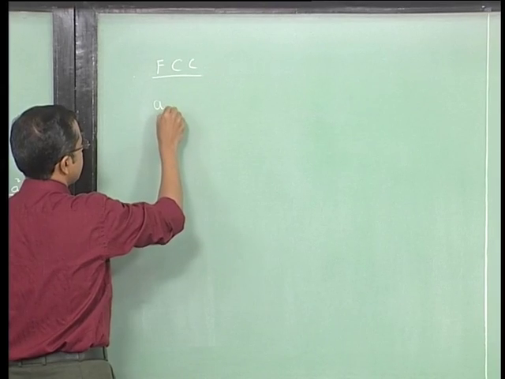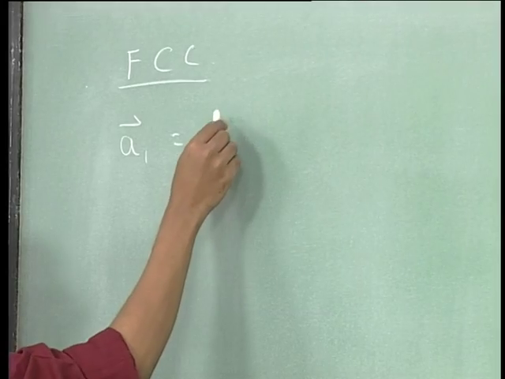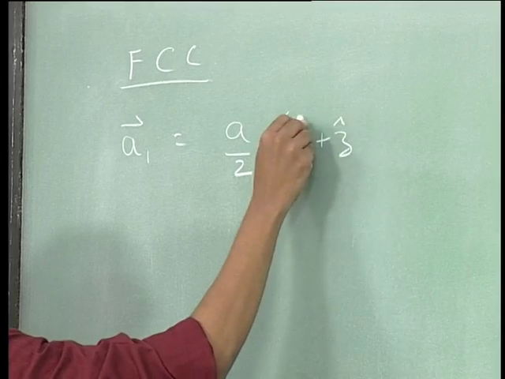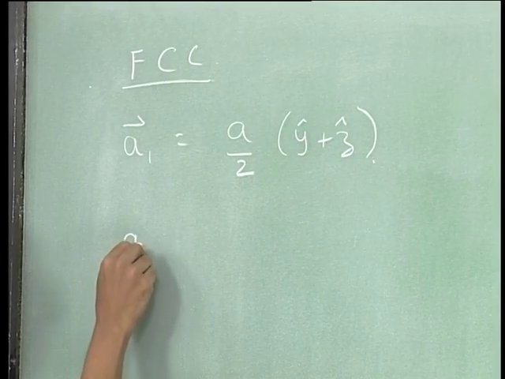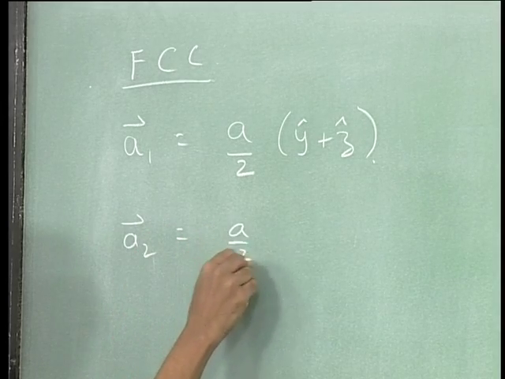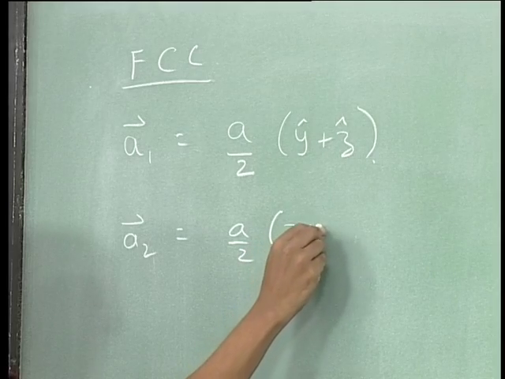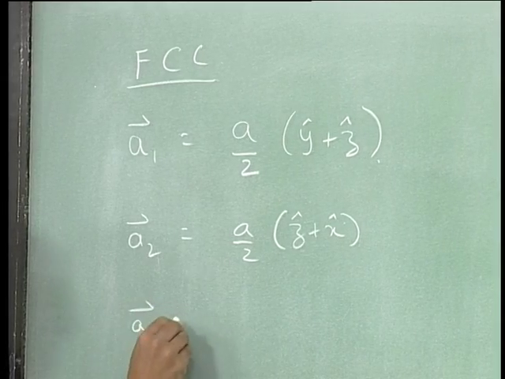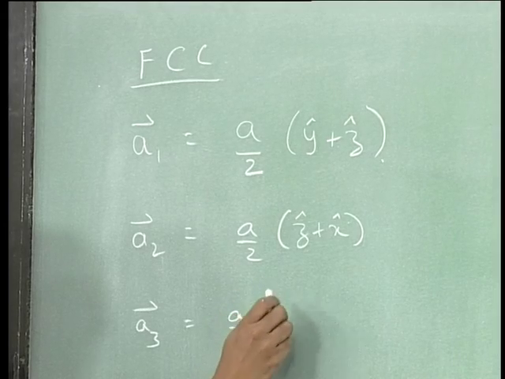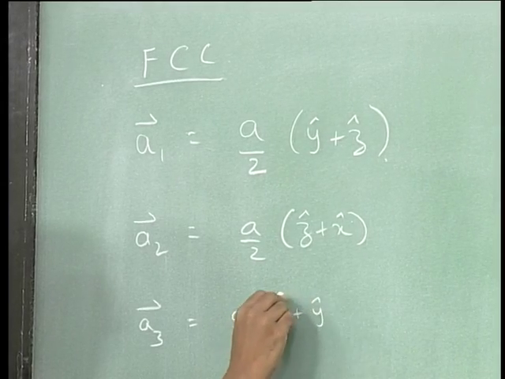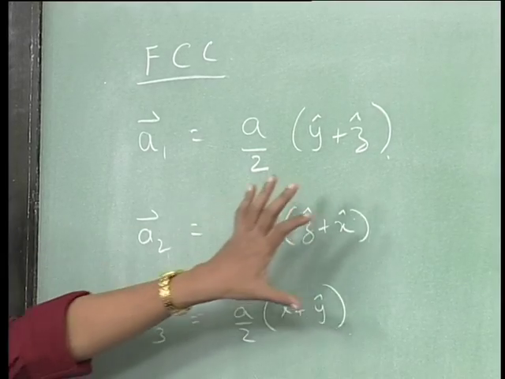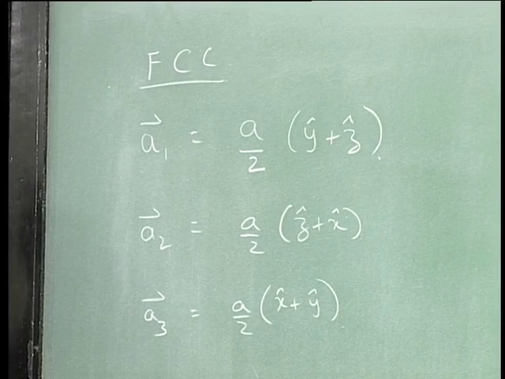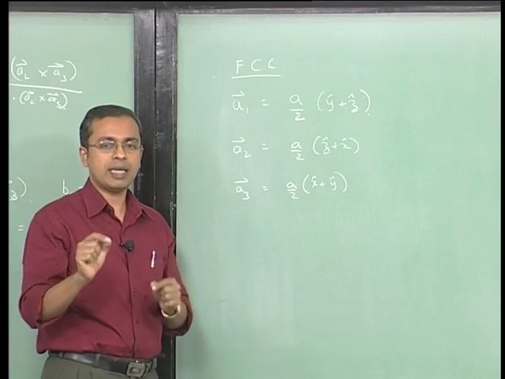Here, by convention, A1 is designated as a by 2 times (y plus z), A2 is a by 2 times (z plus x), and A3 is a by 2 times (x plus y). Initially, maybe these vectors do not immediately convey to you the sense of the face centered cubic structure that you are more familiar with, but if you take a moment you realize that in fact it is.